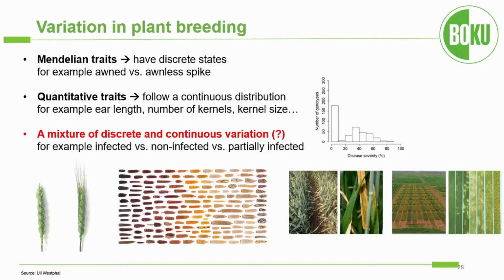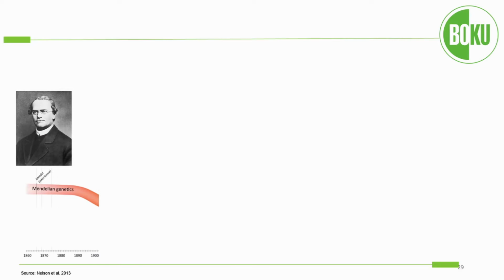So the question is, of course, what's behind this pattern, and how can we breed for this? If you look at a lot of genotypes and at this distribution, you would see that some fall in this class of completely resistant genotypes, and some show this kind of continuous distribution. Well, the first explanation is given by Mendelian genetics.